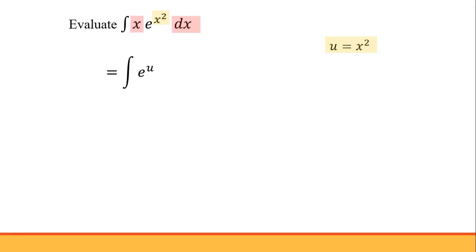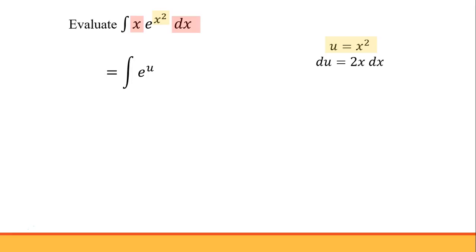But we still have to substitute for x dx. So let's go back to our substitution equation, u equals x squared, and take the derivative of both sides. And we see that du is 2x dx. And that's almost what we need. We need a substitution for x dx, not 2x dx. But that's not a problem.